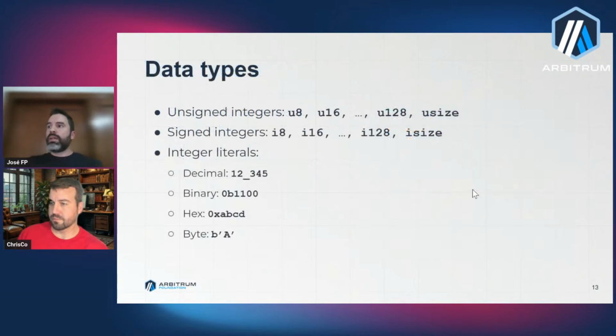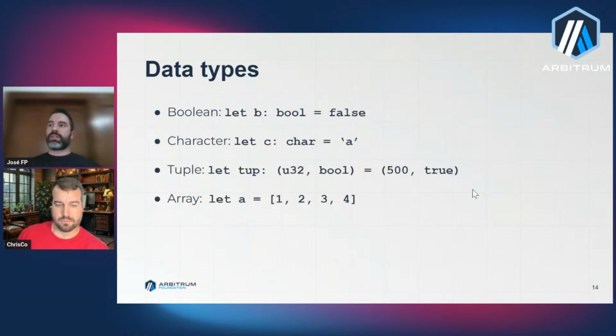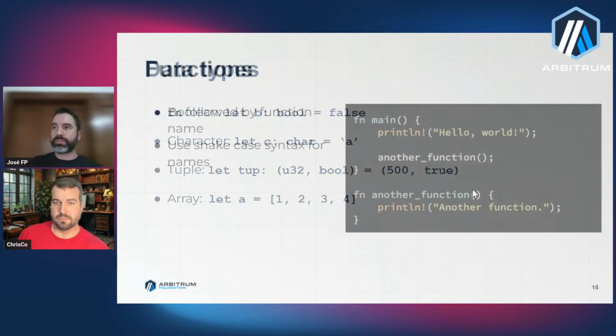Okay. For data types, Rust has the regular ones: unsigned integers, signed integers. Here are some ways to define an integer, like using decimal, binary, hexadecimal, byte. There are also booleans, characters, tuples, which are groups of variables that might each have a different type, and then arrays, where all of the elements have the same type.